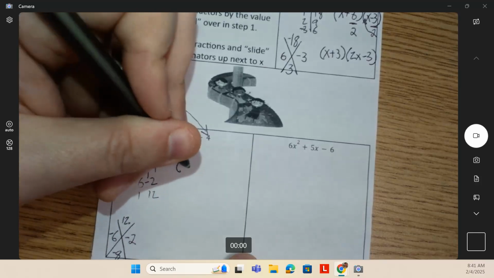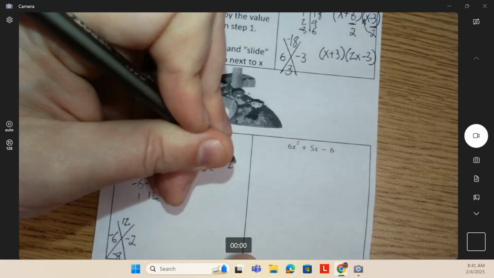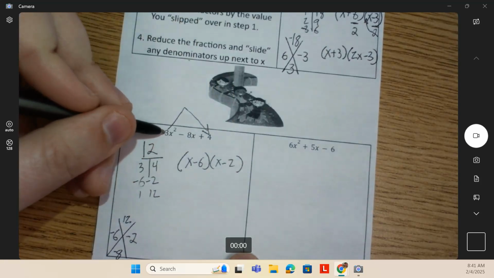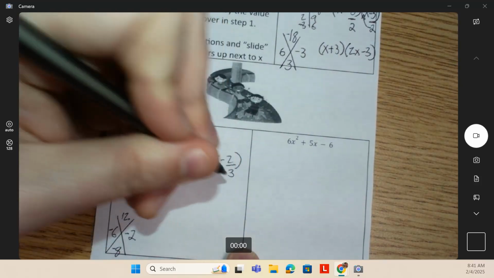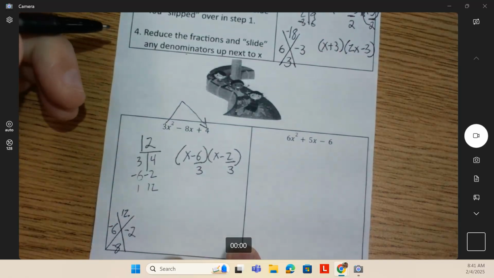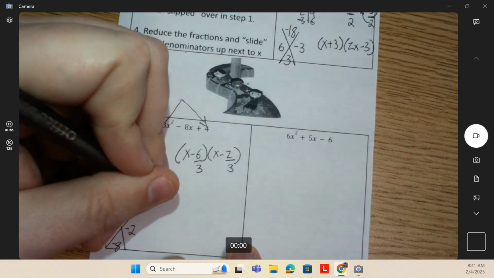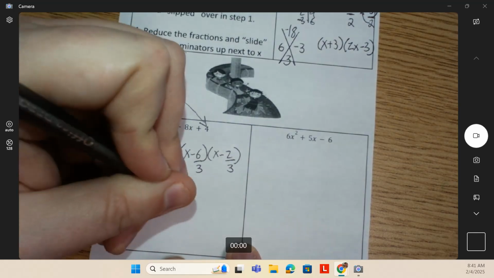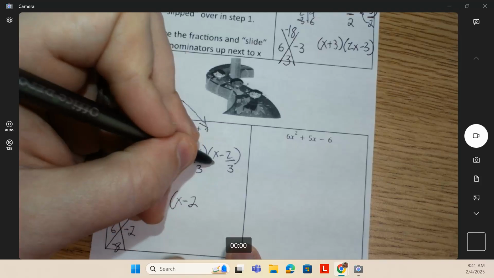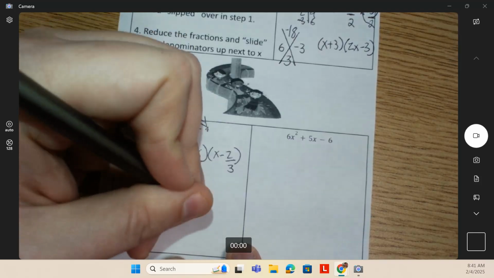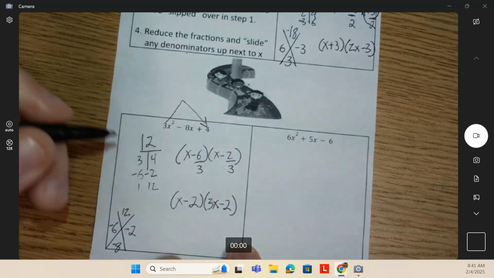So I start out with x minus 6, x minus 2, and then I need to divide those by a 3. And so when I do that, negative 6 over 3 will simplify down to x minus 2, and then negative 2 over 3, that 3 is going to slide up in front of the x to get 3x minus 2. And we're factored.